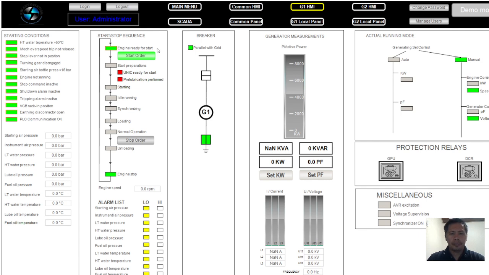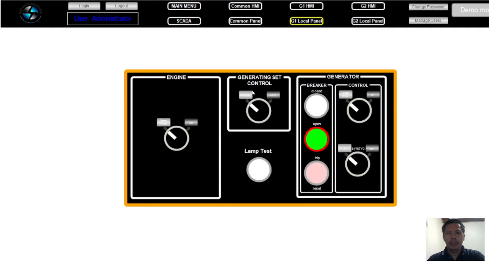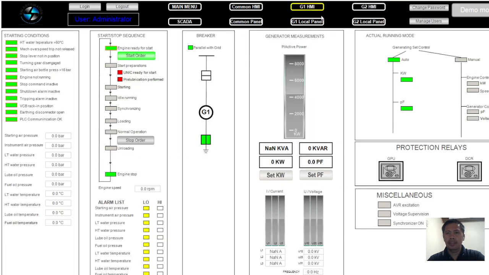So now, to start the engine, here at the running mode there's a manual or auto. We will change this to auto mode at the generator 1 local panel. So here we can switch this to auto. Going back to the HMI now, generator set control is set to auto.